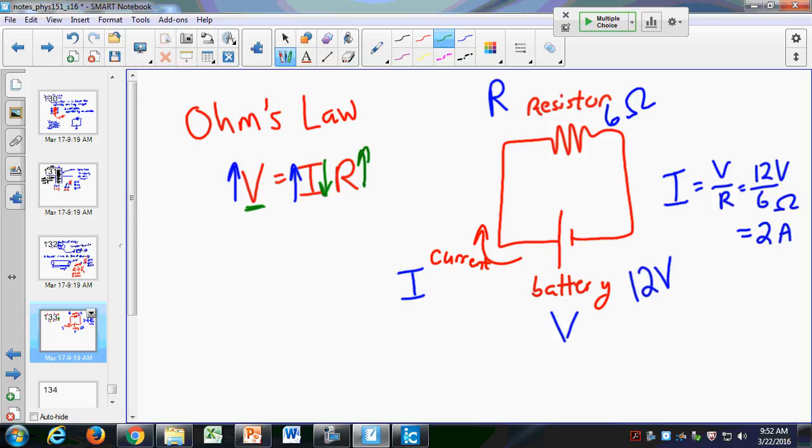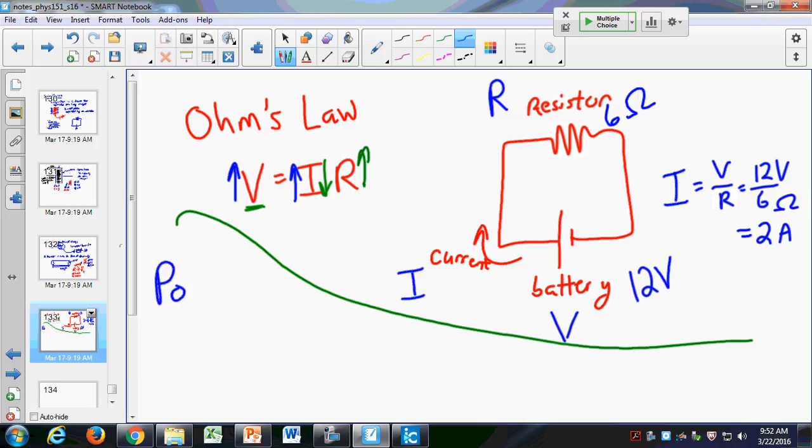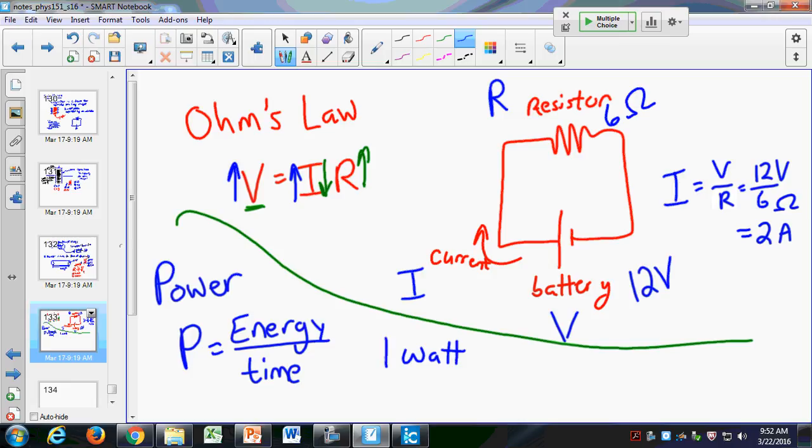One other thing is the concept of power. We've seen power before. Power is equal to energy over time. We saw it when we had the energy chapter, work and energy. We measure it in watts. Since it's energy over time, 1 watt is equal to 1 joule per second.